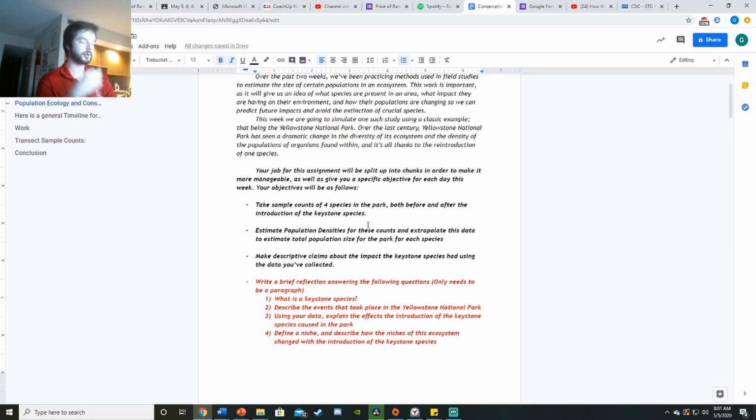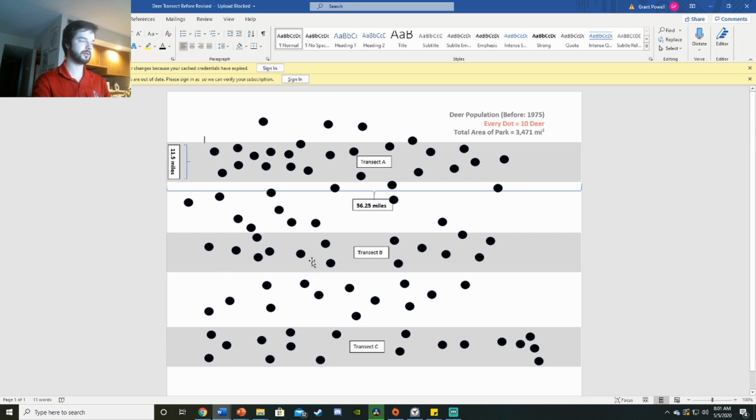Anyway, so you're going to look at 4 species in the park, and you're going to do what we've been doing, where you're going to take sample data. I've got transects, which I've got on a different file here, and I'll upload all these. I know this looks like a lot, but I'll explain. So here's your transect data. This is the transect data from the deer for before the introduction of the keystone species. So there's always going to be a before and after. If you don't understand what the before and after means, just go with 1975 versus 2005, and you can see the change between those 2 years.